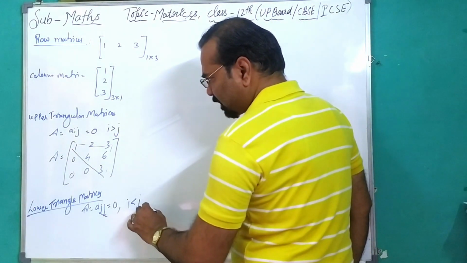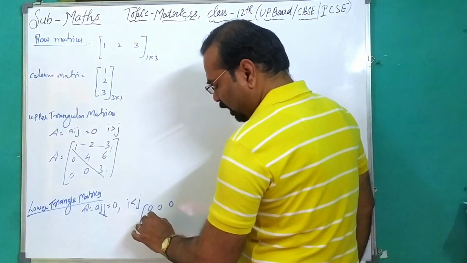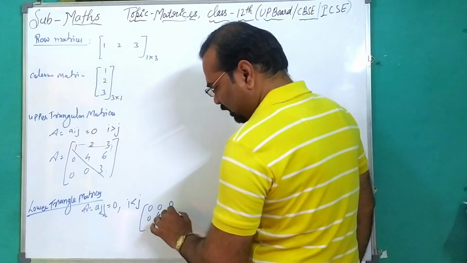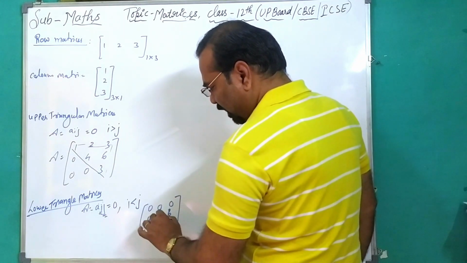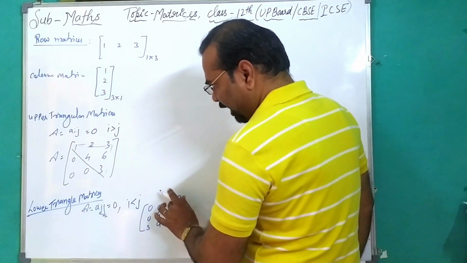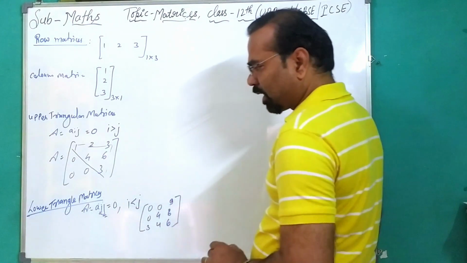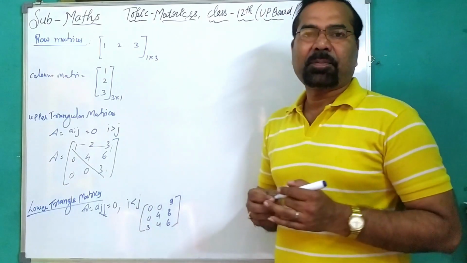Now an example: 0, 0, 0. Then you can write here 0, 4, 6, 3, 4, 6. You can write any other value here, like 9. Okay, students, these are the different types of matrix.